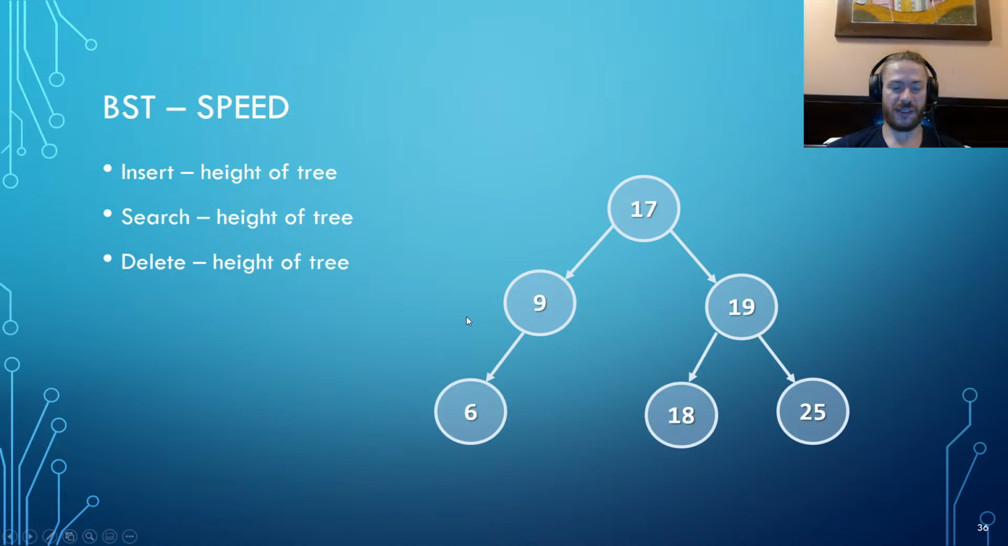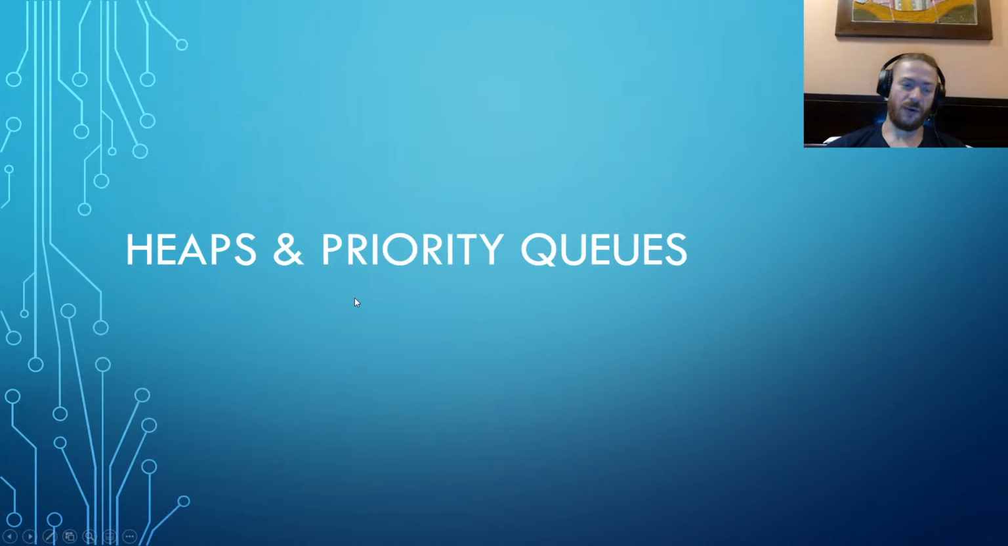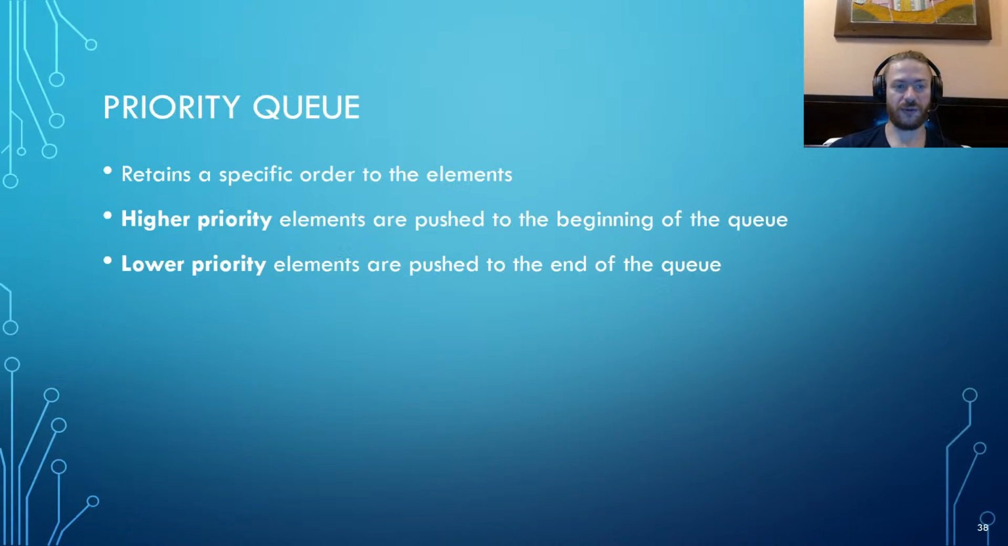Searching and deletion is the same. Now, we understand what a binary search tree is. Let's go to heaps and priority queues, because priority queues can be implemented with heaps, and heaps are just a binary tree. We're going to see how it's implemented.